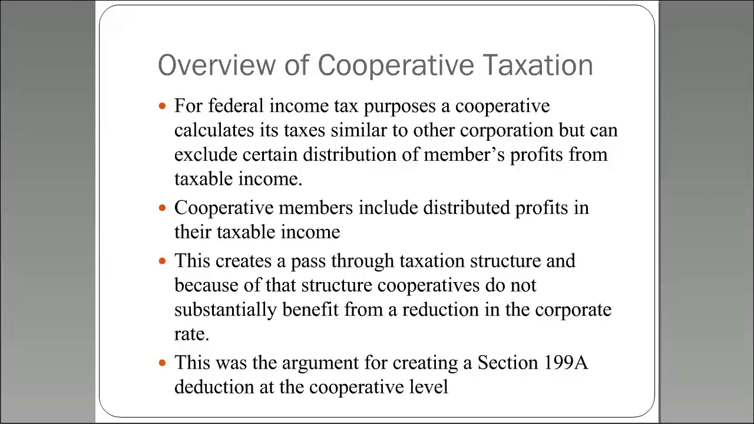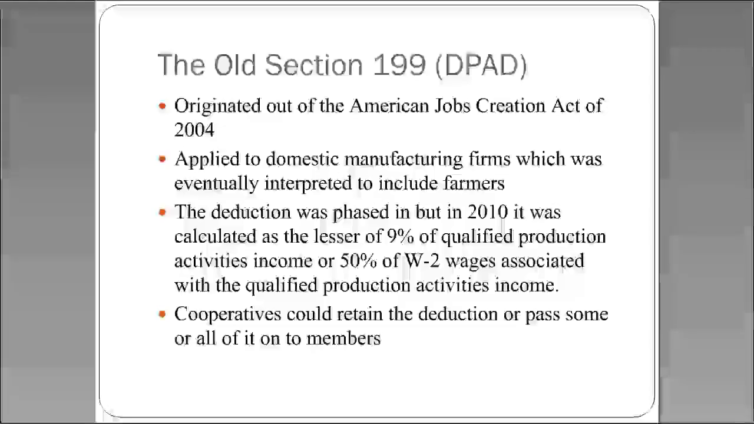And there was also simultaneously kind of a provision there for pass-through entities with kind of the same concept. These are entities that are not taxed at the corporate rate, and so they're not benefiting from the corporate tax. And so that's where we got this argument from to create a Section 199A for cooperatives and to some extent to pass-through entities.